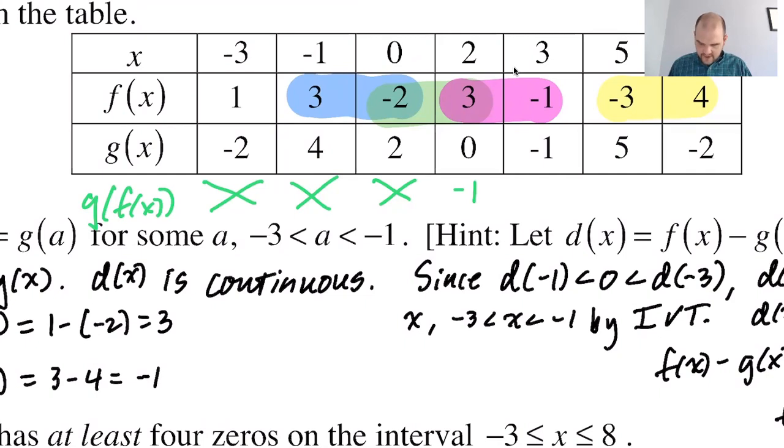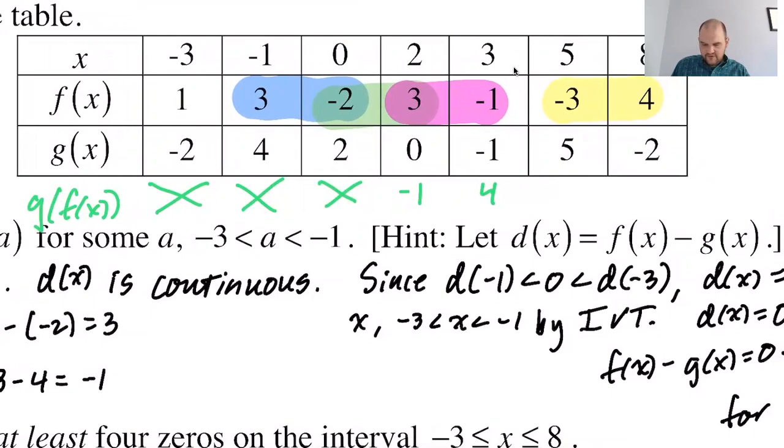G of f of 3. F of 3 is -1. G of -1 is 4. So when I add 3 halves to that, it's still positive, obviously. So far I have 2 positive values. I don't actually have a sign change yet for this function that we're dealing with.